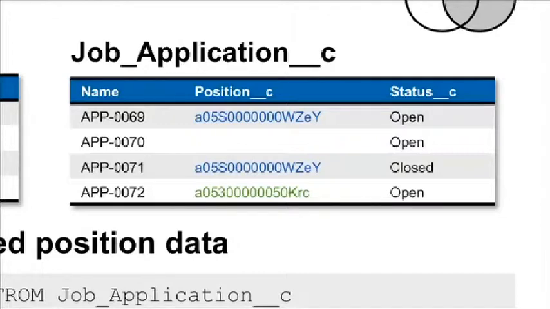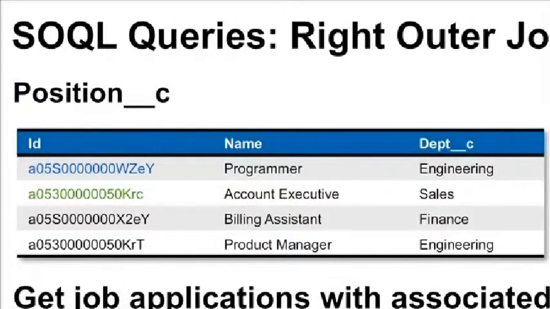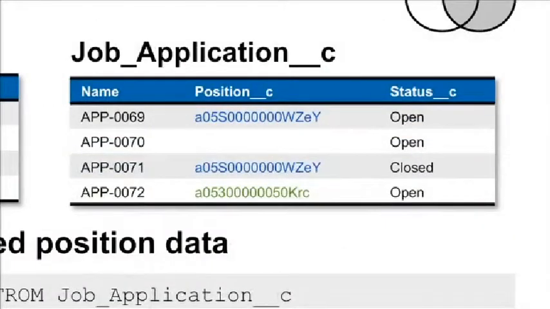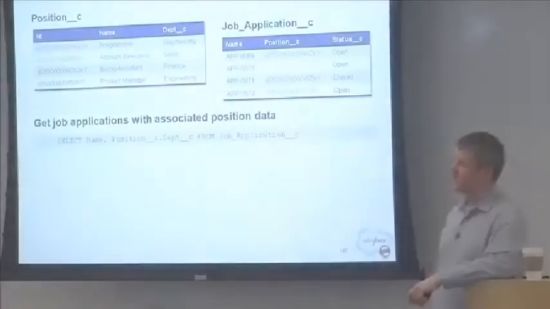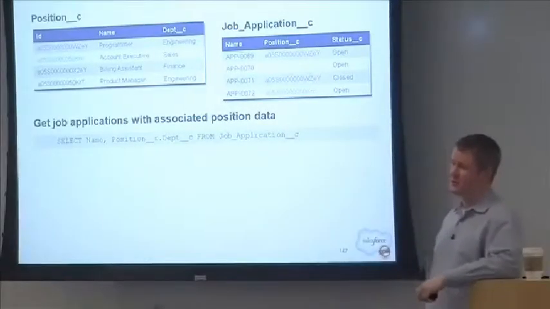So having a null value, having a child without a parent, is perfectly okay, which is not okay with a master detail. Notice the colorization that we've done. The programmer ID is highlighted in blue, and then our account executive is highlighted in green. And we can see the job applications that are associated with those positions based on that color coordination.